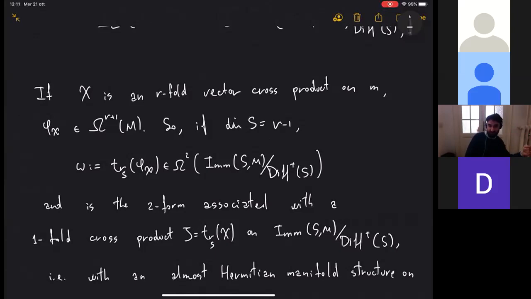So for instance, when the dimension of S is one, I want to have a twofold cross product. This can happen for a three-dimensional Riemannian manifold, but exceptionally also for a seven-dimensional G2 manifold.